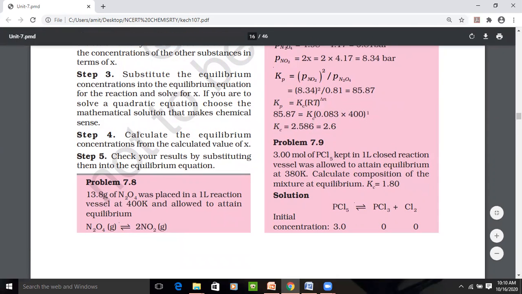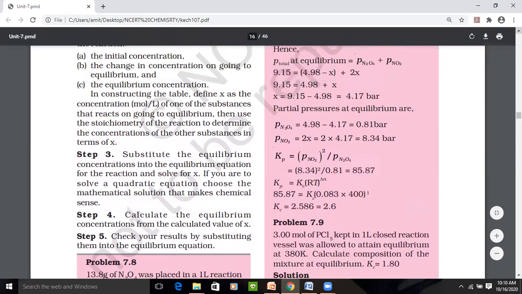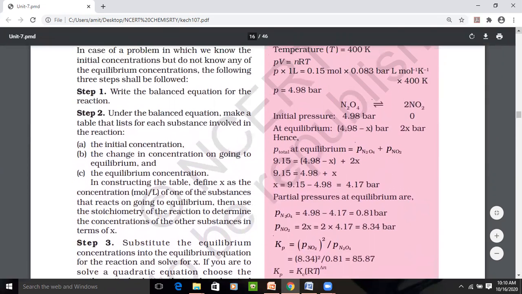That is how we can calculate the partial pressure exerted by the gas in a chamber, the Kp and Kc.